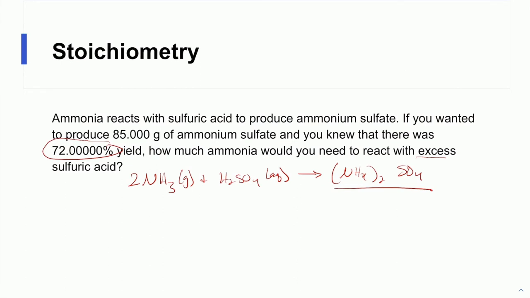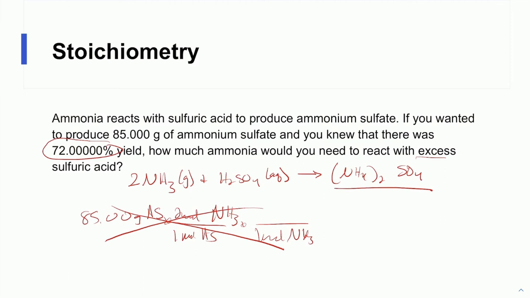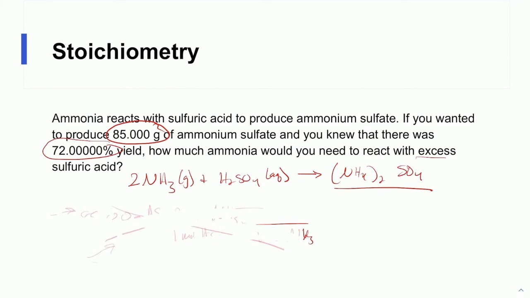Now, some students might start with this 85 grams and just start using a mole-to-mole ratio between ammonium sulfate and, let's say, this is going to be 1 mole of ammonium sulfate per 2 moles of ammonia, and then just go from moles to grams. That is incorrect. We don't do that. The reason is because this is not a theoretical value. We only plug values into this dimensional analysis if they are theoretical values, or if they were given to us and we're solving for a theoretical value.